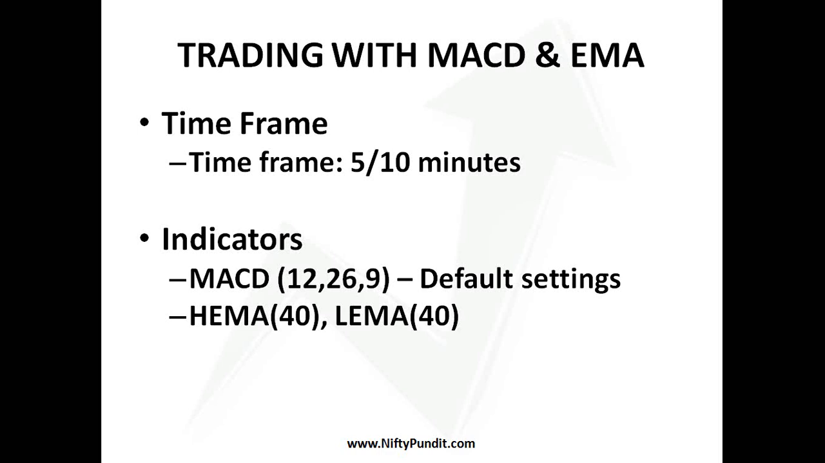The MACD indicator we are going to use with the default settings 12, 26, 9, and we are going to use exponential moving average high for 40 period and low for 40 period.